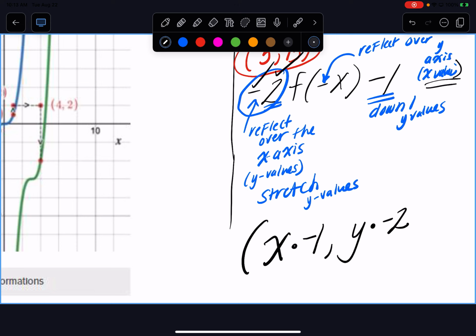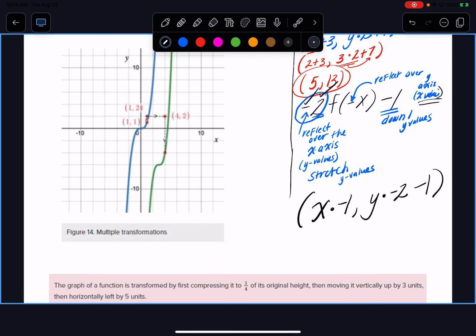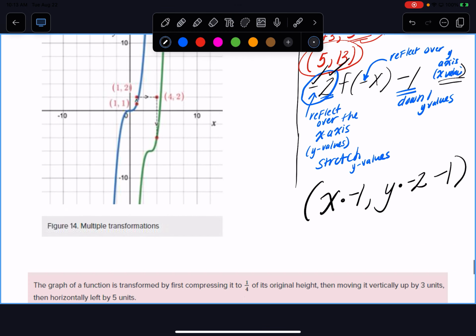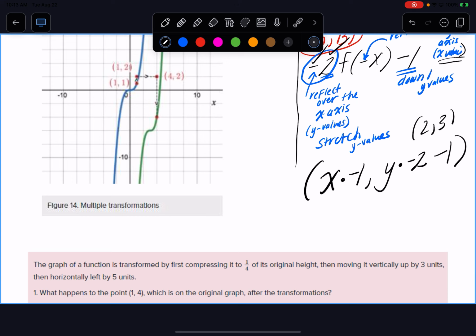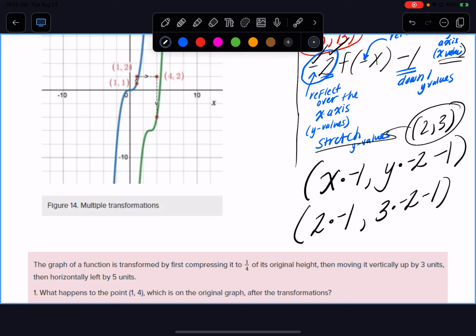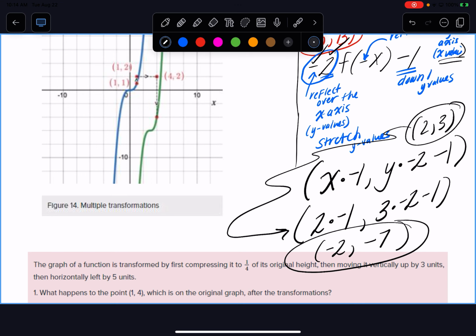So now what do we do after we times by -2? -1. All right, so then they'll ask, what's the new (x, y) point? If it starts with (2, 3), so now let's go plug it in. We have 2 times -1. The y value is 3 times -2 minus 1. Because once again, they want to know, what does that point become? So it'll be (-2, -7). All right, good stuff.